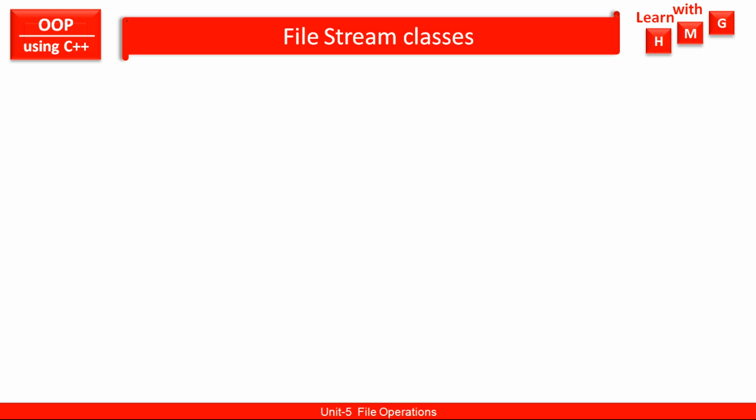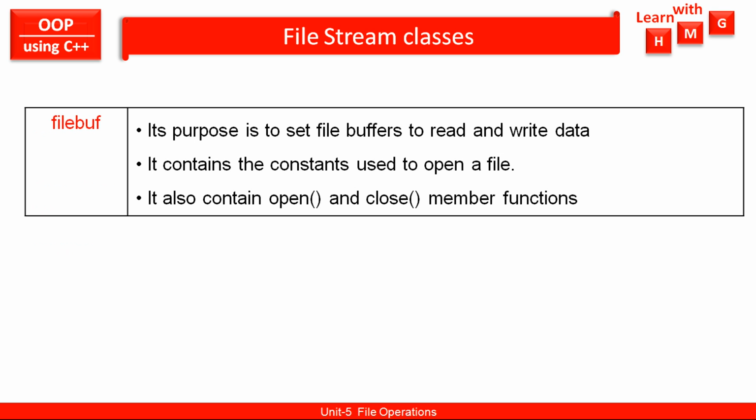Then filebuf. Filebuf means file buffer. Its purpose is to set file buffers to read and write data. So whenever you are performing read from a file and write into a file, one buffer memory is required, and that buffer space is provided by this filebuf. It contains the constants used to open the file. There are certain constants we'll see afterwards required for opening files. It also contains open and close member functions.